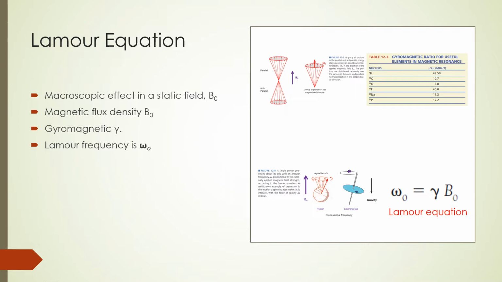The gyromagnetic ratio is an intrinsic property of a material. It is the ratio of a material's magnetic moment to its angular momentum. Different gyromagnetic ratios of a few elements are shown in the table.